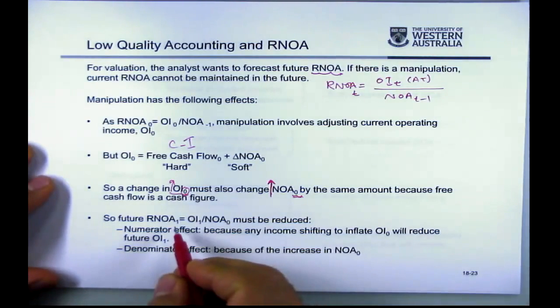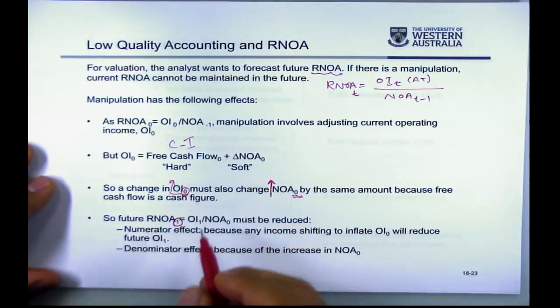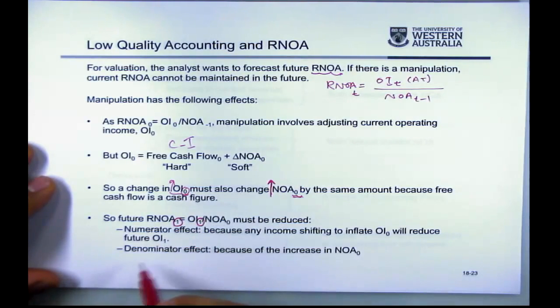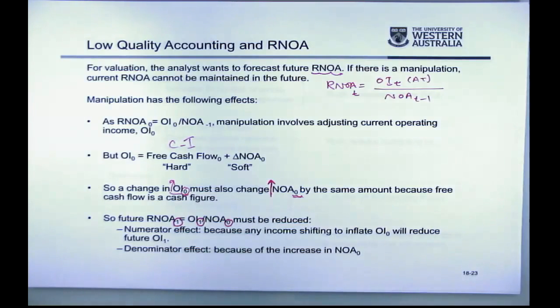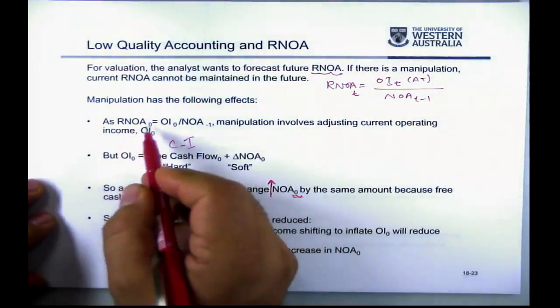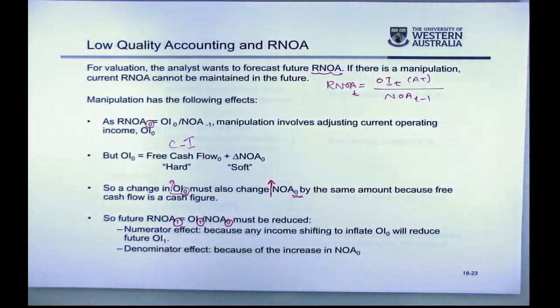Now let us see the effect on the future return on net operating assets. Next year, return on net operating assets is equal to what? It is equal to operating income for the next year divided by this year's net operating assets. So if there was an inflation in the operating income for this year, in order to boost the current return on net operating assets, that will reduce next year's return on net operating assets.